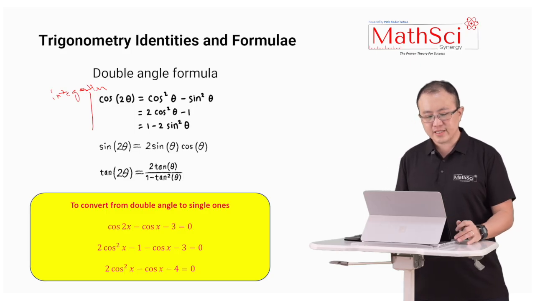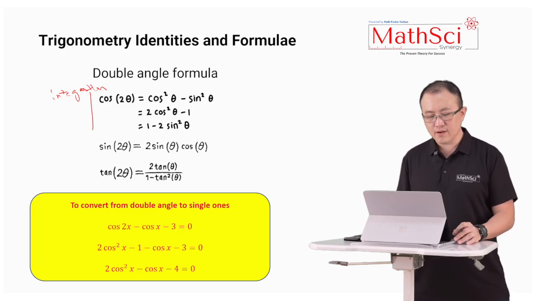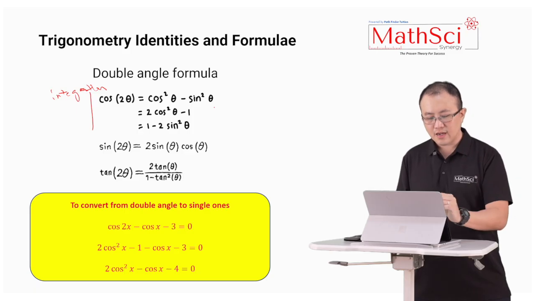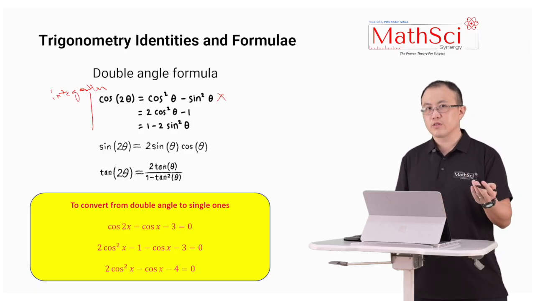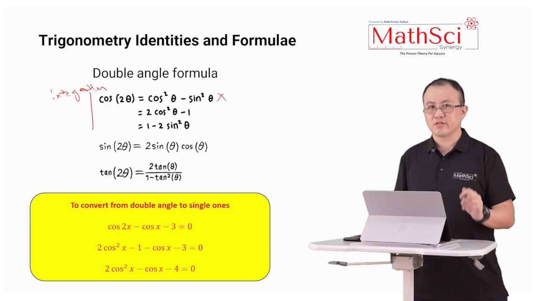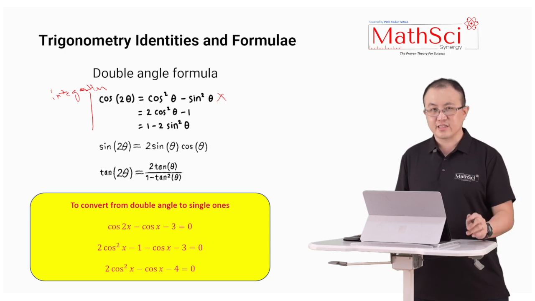So cos 2x minus cos x minus 3 is equal to 0. So I'm going to change this to 2 cosine square x minus 1. I'm not going to use the other form. Why do I want to create the sine square? I don't want to. I want to create everything in cosine square. So my last step is to solve for my cosine. Because everything is in cosine, then I can factorize. Okay?